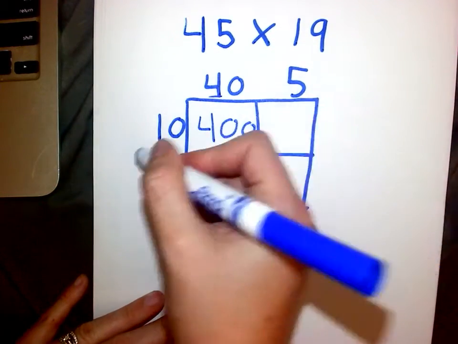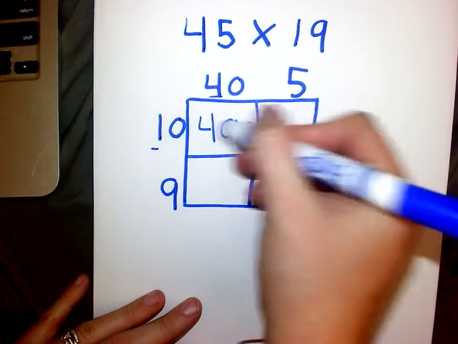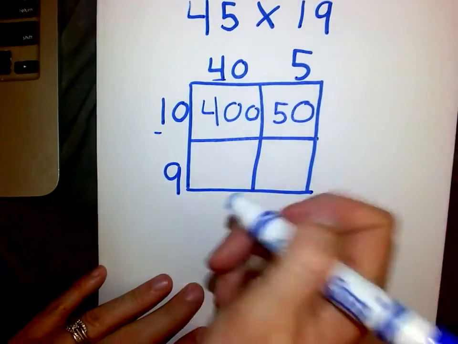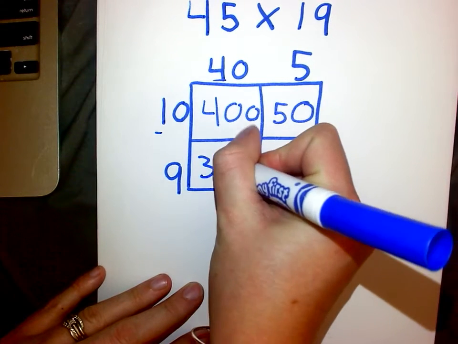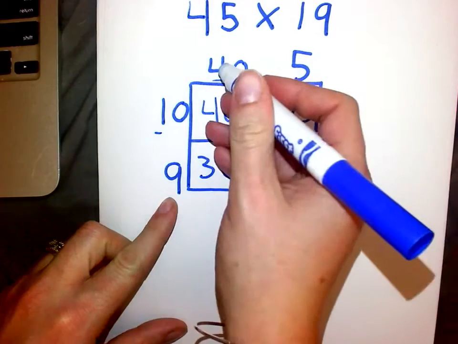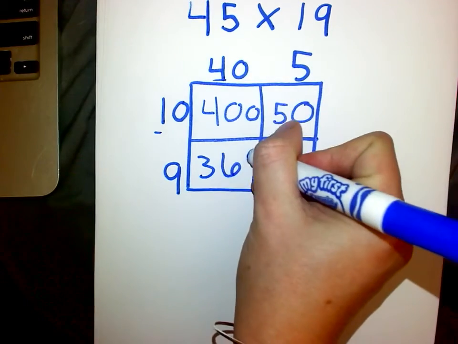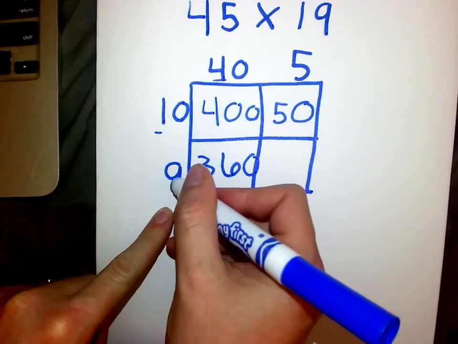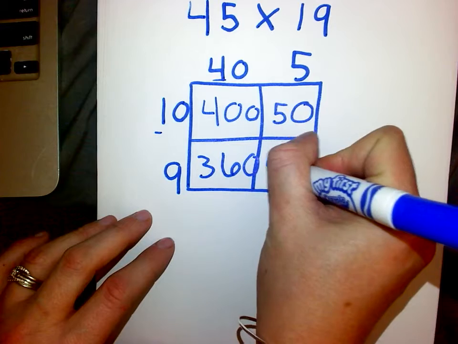Next, we're going to do 10 times 5. Again, 1 times 5 is 5. There's 1 zero in this problem. 10 times 5 is 50. 9 times 4 is 36. Notice I'm just focusing on the whole digit numbers and ignoring those zeros until the last part. There's 1 zero in this problem. So 9 times 40 is 360. And then the next one, 9 times 5 is 45.